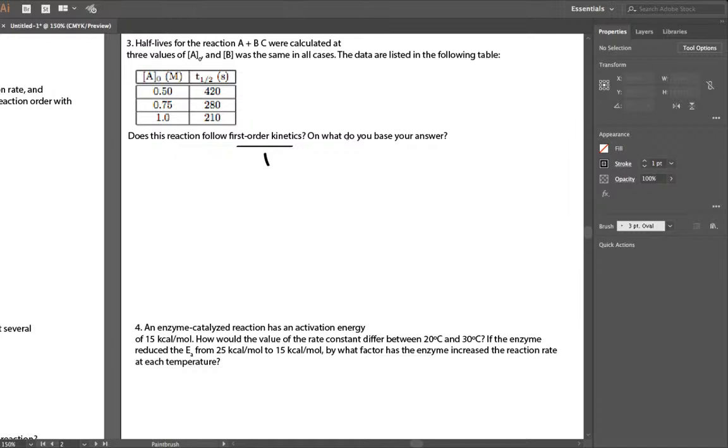So for the first order, the half-life is basically ln 2, the natural log of 2, should equal 1 over k. So what this states is basically that this must be a constant. This here should be a constant at any time. So the answer would be it is not constant.